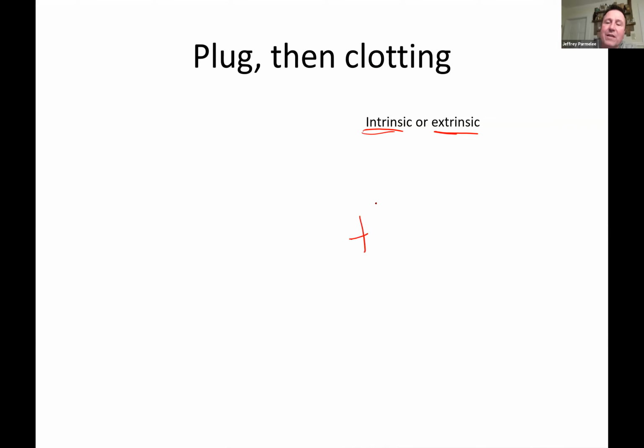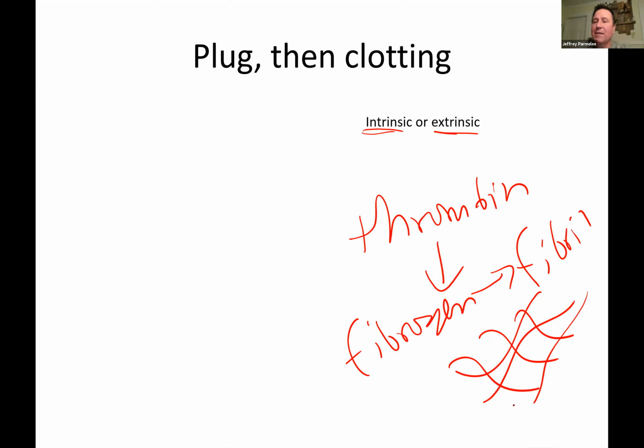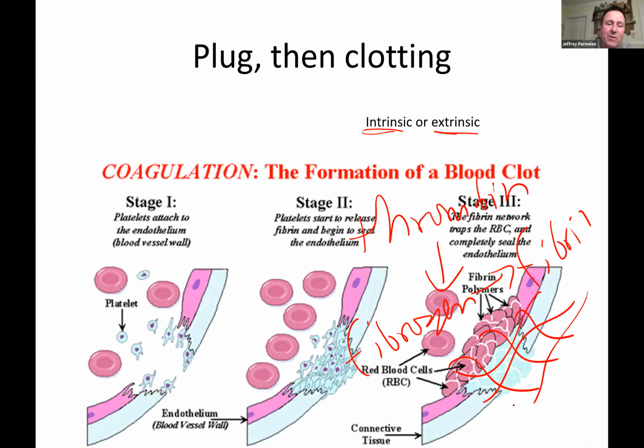At the end, you have this thing called thrombin, which is going to make fibrinogen convert to fibrin. And that will make the sticky net. The fibers will come together. This is just showing you the platelets immediately causing a plug.